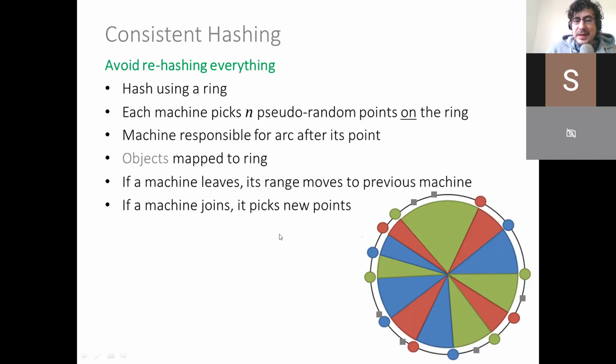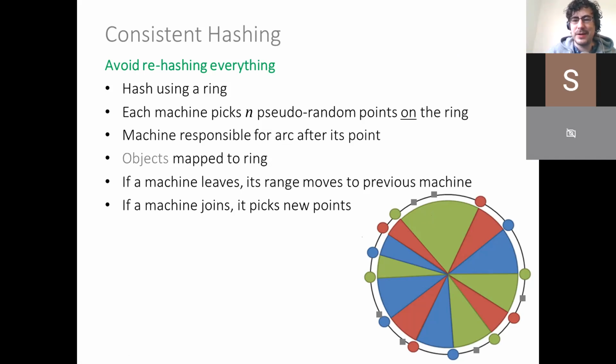If a machine joins, it picks new points in this ring, and then the objects are assigned from the machines that were originally indexing them. So in general, the main benefit is that if a machine leaves or joins, we only have to move the relevant data for that.